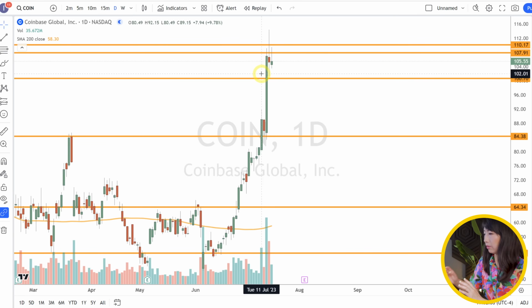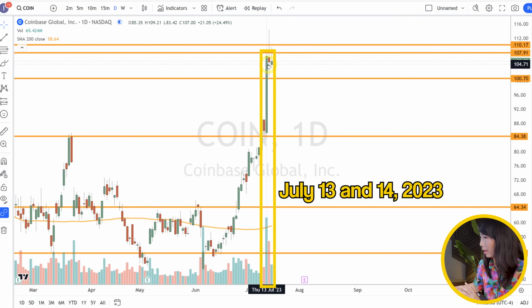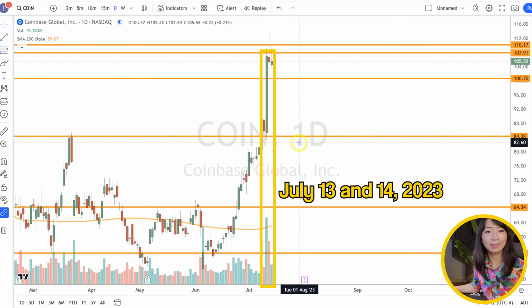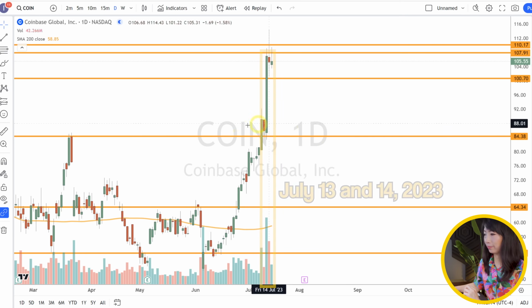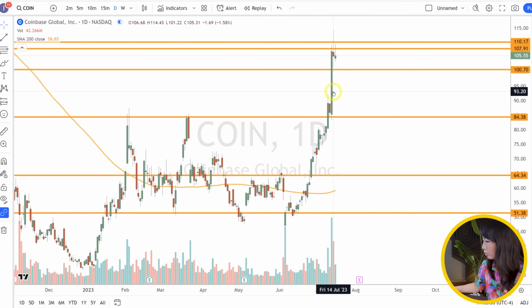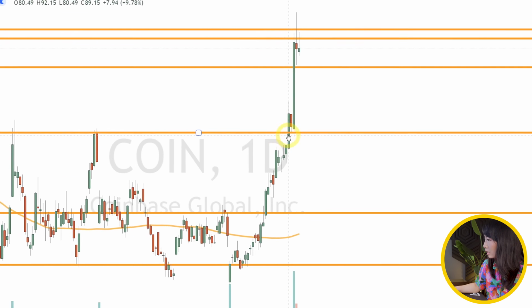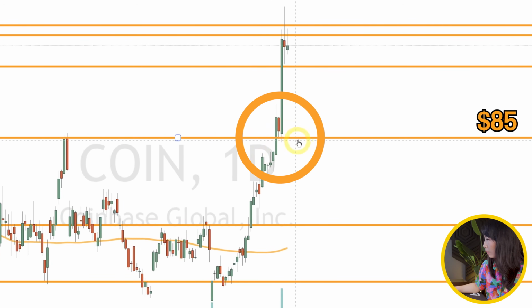So let's use these very recent breakout days on Coinbase, this day and this day here, for our demonstration of the strategies that I would use. So you can see on this huge breakout day with a high volume, the stock actually held that support of $85 from the day before.